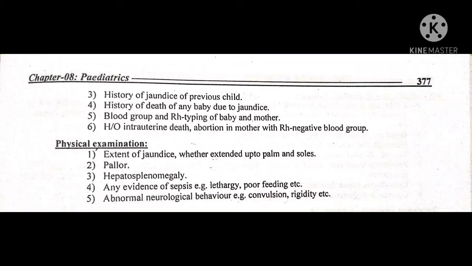During physical examination, we should look for the extent of the jaundice, whether jaundice is extended up to palm or soles. In normal physiological jaundice, there is no involvement or extension of jaundice to the periphery, but in pathological jaundice, the extent of jaundice is extended up to palm and sole.